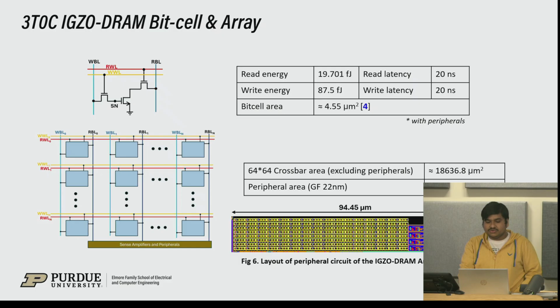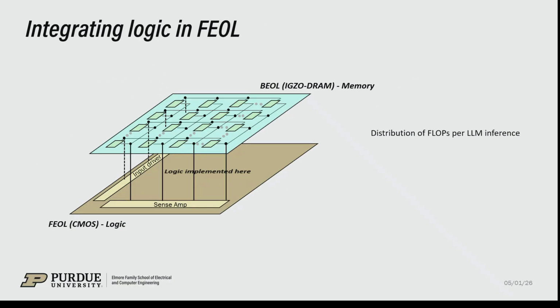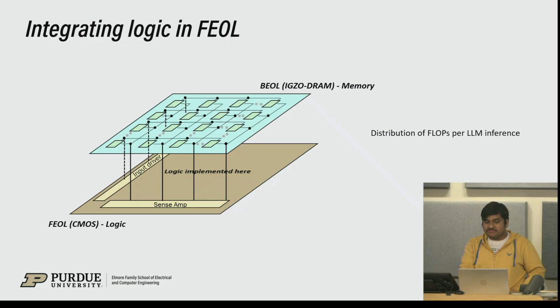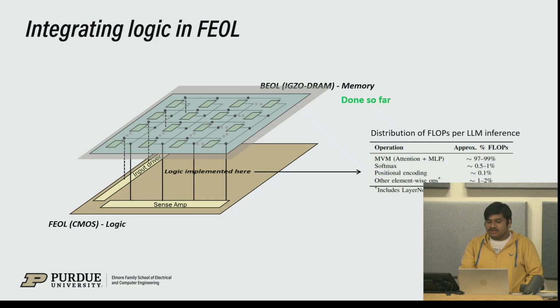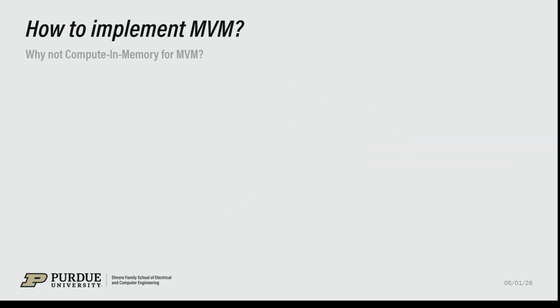Here we have shown the crossbar along with the peripheral circuitry, and the layout also shows the peripheral and the crossbar area. The task was to implement the back end of the line transistor, which we have done so far. Now we will be implementing the logic underneath. From the table on the right, we can see that the maximum of the FLOPs is taken by the MVM operation. So MVM is very important in this particular case. Then we will look into how we actually implement MVM.